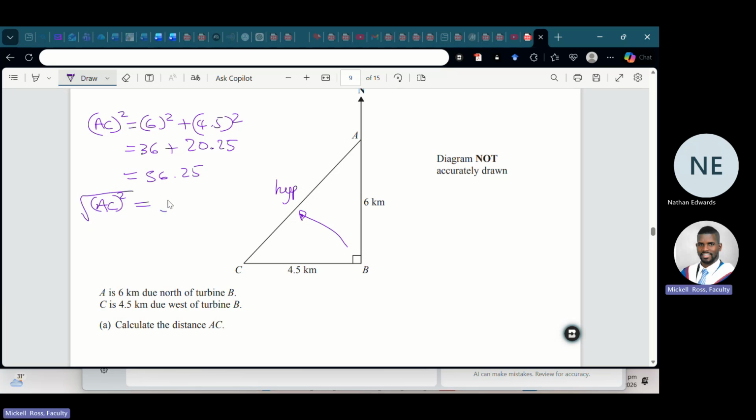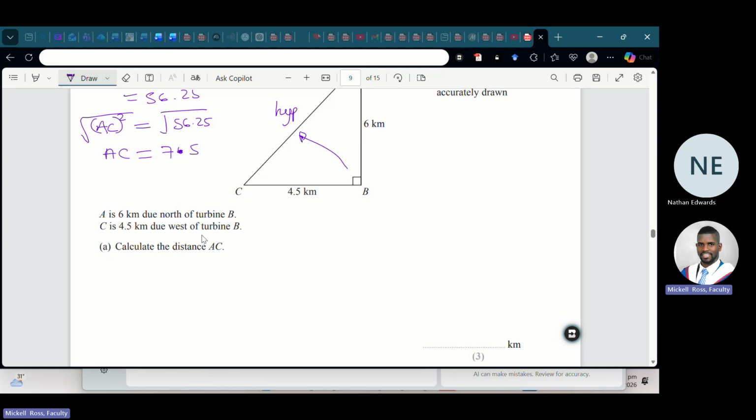So we're taking the square root of both sides. The square root of 56.25. So AC is equal to 7.5. So we just get the value.